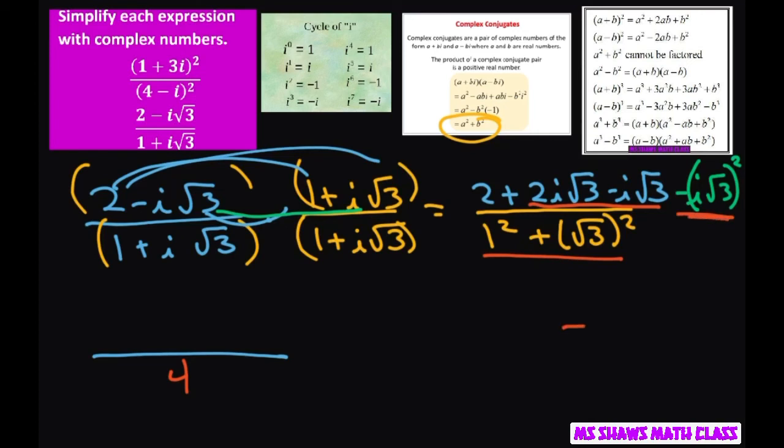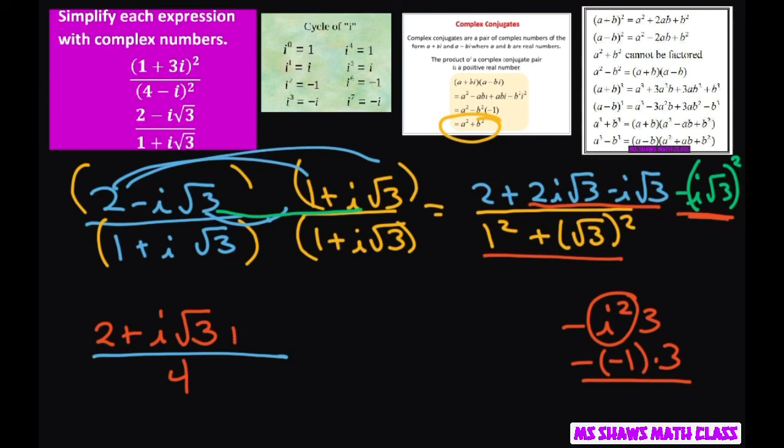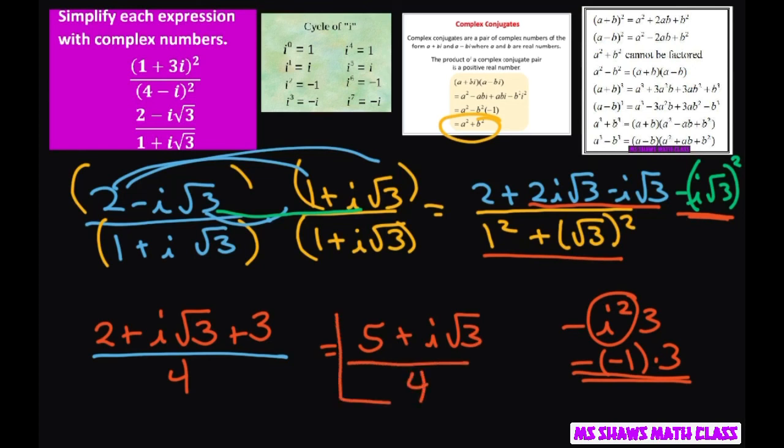We have negative i squared times 3. So this i squared is negative 1. So you have negative times negative 1 times 3. So that's just going to be plus 3. Let me make sure I did that right. So minus i squared times 3. So we get 2 plus i square root of 3, and then we have plus 3. So this is going to give you 5 plus i square root of 3 divided by 4. And that will be your final answer.